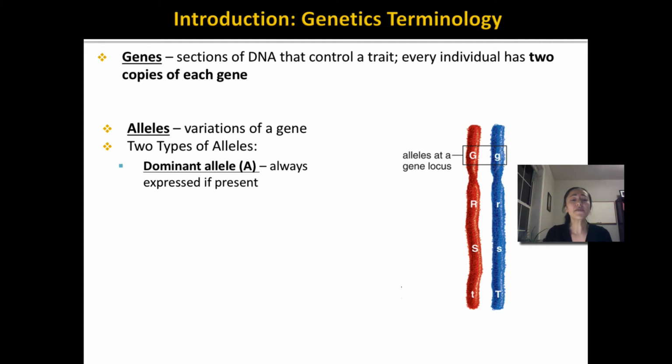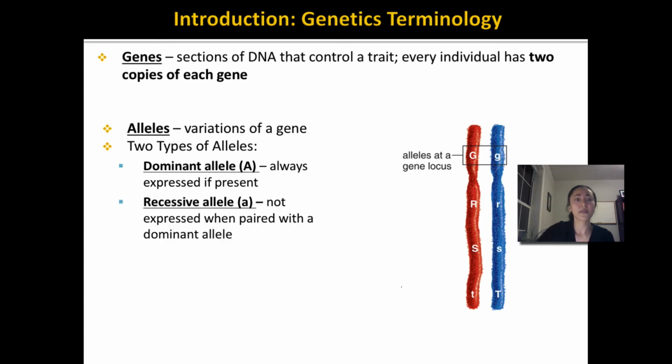And if this dominant allele is present, if one of the two copies of the genes that you have is a dominant allele, then it will always be expressed. You will always show that dominant allele, whatever physical characteristic it would create.